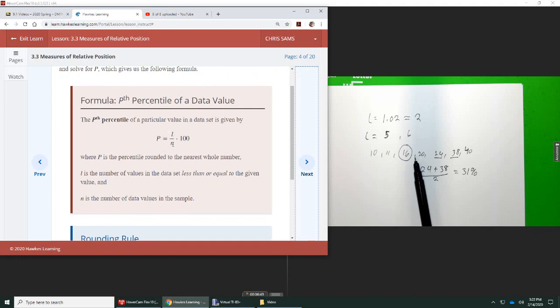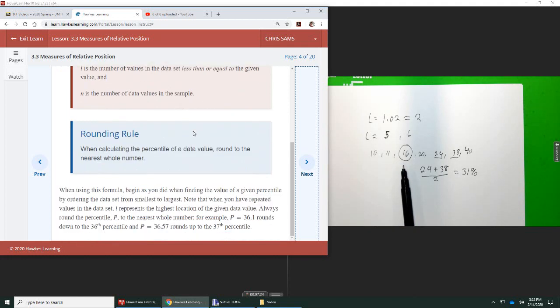P equals L divided by N, over 100. P is the percentile. That's what we're looking for. L is the number of values in the data set less than or equal to. So this is what I was trying to find. Some books, and it should be the same, would say that L is just the number of values below it. And this book is saying equal to. So how many numbers? There's 1, 2, 3. There's 3 numbers here. So percentiles basically tell you how many numbers are at or below that value. How many are below you, basically.